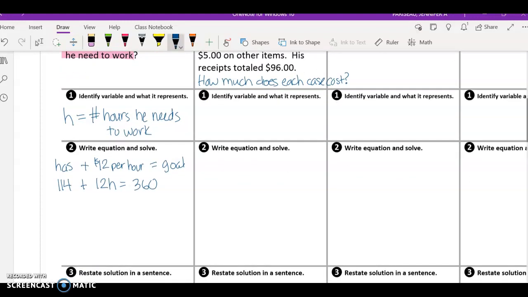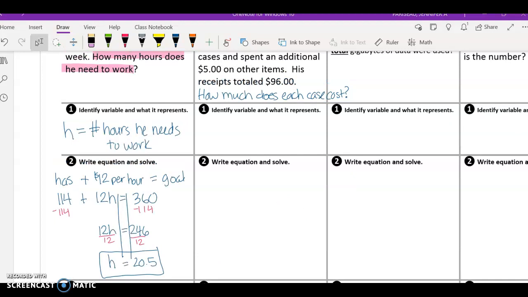Go ahead and pause the video, solve, and when you're ready, come back and check your answers. All right, how'd you do? You should have gotten that H equals 20.5. Now, we don't stop there. We want to pause, and we need to put our answer in word form. Word problems require word answers. We don't just leave it as H equals 20.5. We want to communicate that we understand what that number represents.